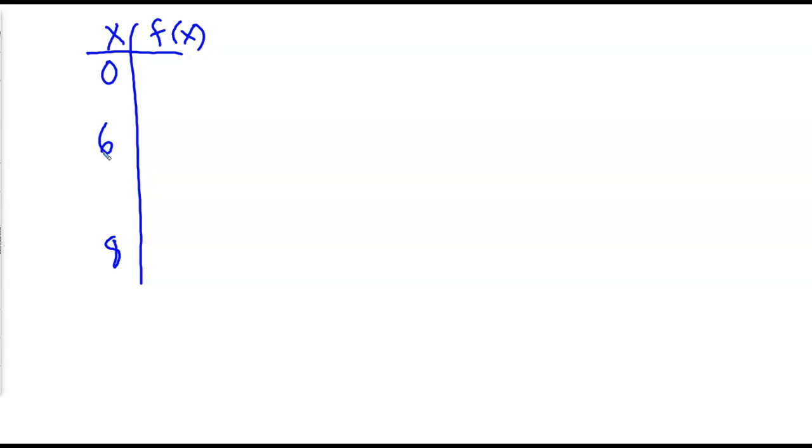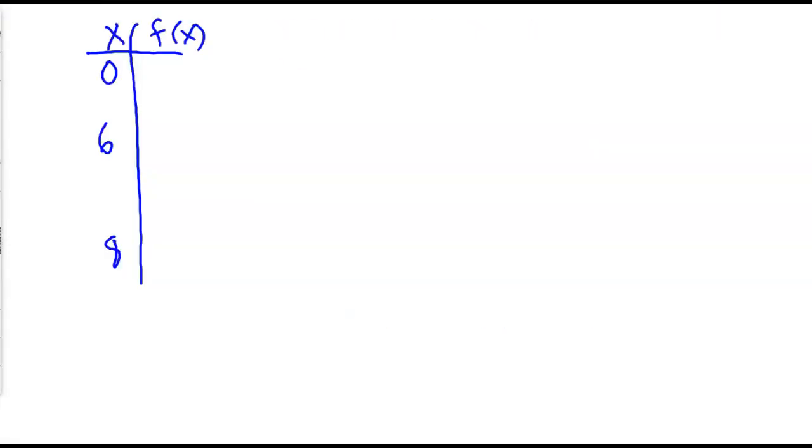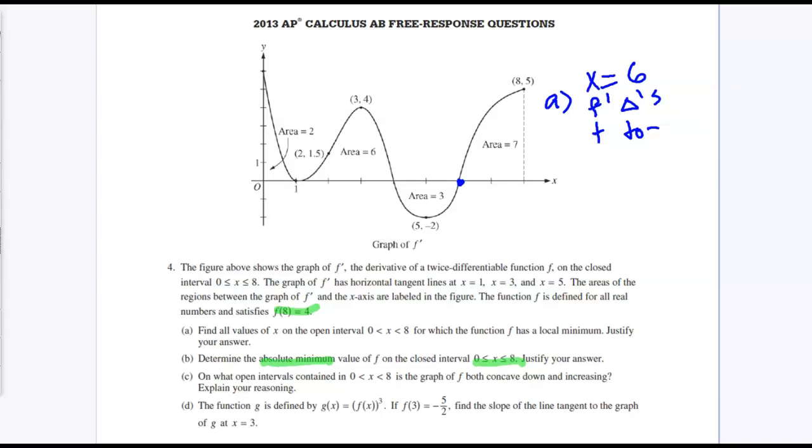And I have a known value that f of 8 is given to be 4. So to find the first one, I'm going to do the integral from 0 to 8 of f prime. This is going to be f of 8 minus f of 0. We already know that f of 8 is 4. This is the area under the graph from 0 to 8. Now note in this question, they don't give us a geometric shape, but they tell us the area in all of these regions. So if I want to calculate the area from 0 to 8, it's going to be 2 plus 6 is 8. 8 minus 3 is 5.